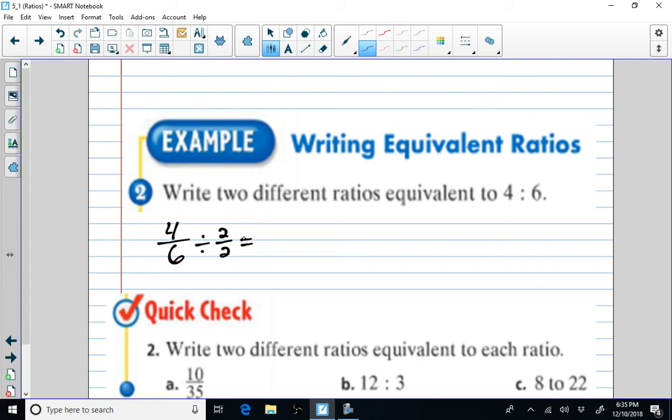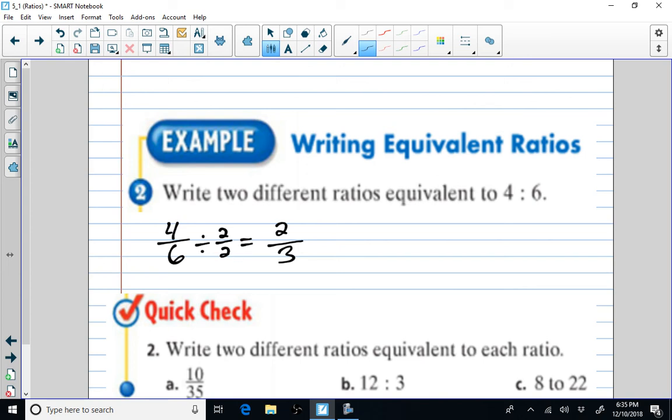Well, if I take the numerator and divide it by 2, 4 divided by 2 is 2. I take the denominator, 6 divided by 2 is 3. 2/3 is an equivalent ratio to 4/6. They are of equal value, hence the equal sign.